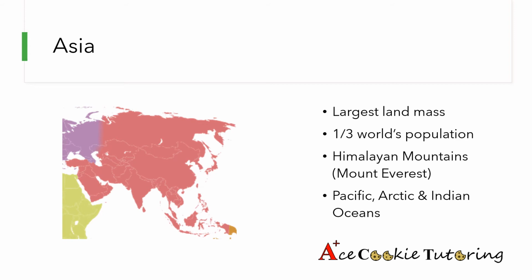On the screen, I've listed some different facts that I think you might find interesting and things that I think your teacher might ask you about. Asia is the largest by landmass size, and it also has a third of the world's population. There are some other things to realize too, like the oceans that border it, as well as different features you might find in Asia. Asia has the Himalayan mountains. So let's go ahead and move on to our next continent.